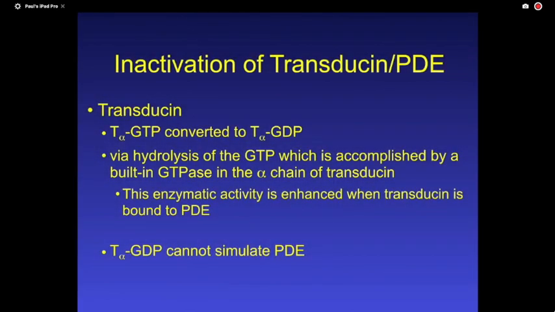The transducin itself, all G proteins, the alpha subunits have a GTPase activity. It is relatively slow, but as soon as it breaks down the GTP into the diphosphate, it stops.